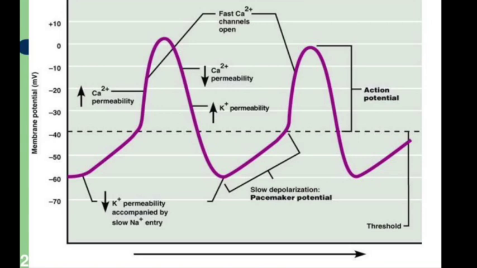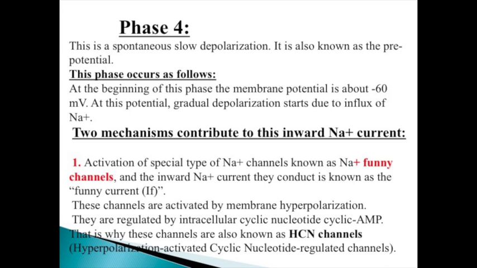HCN channels meaning hyperpolarization activated cyclic nucleotide regulated channels. Slide 44 is a very nice simple slide showing you the funny channels on the cell membrane of the SA node, and beside it the T-type calcium channels, the transient type, the fast type of calcium channels. And as you can notice, the funny channels are regulated by the cyclic AMP.